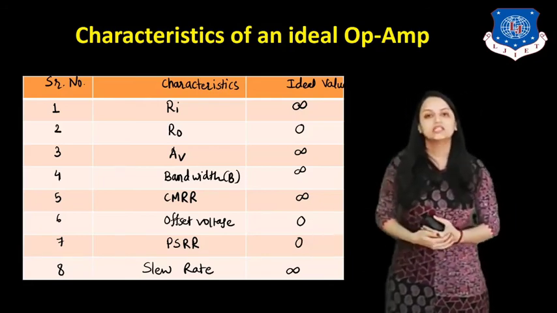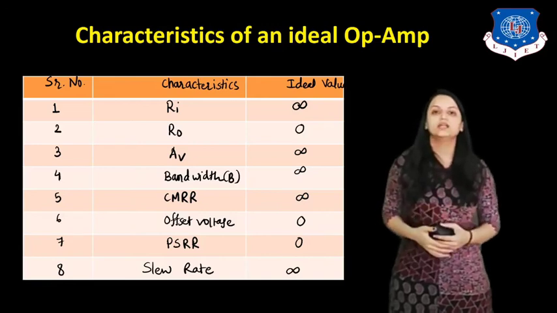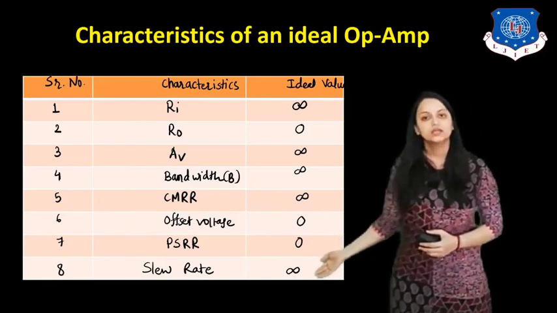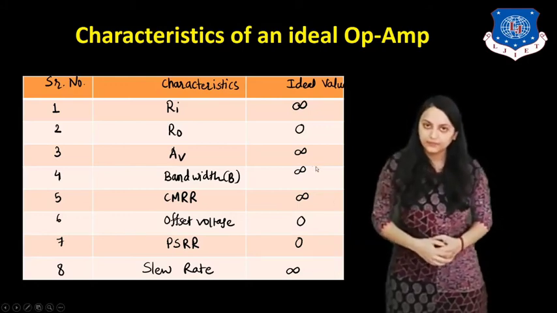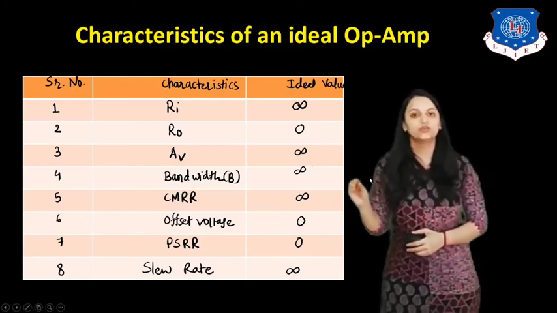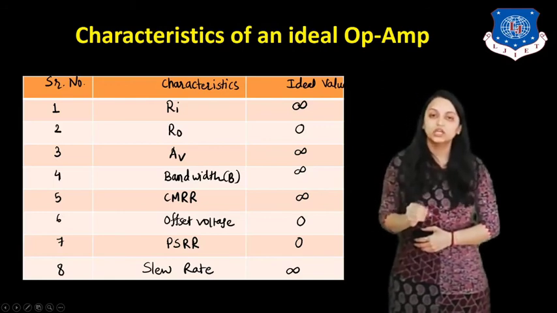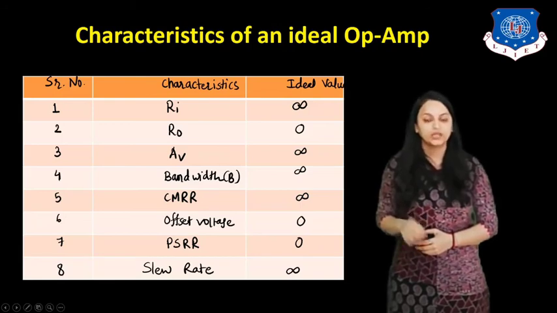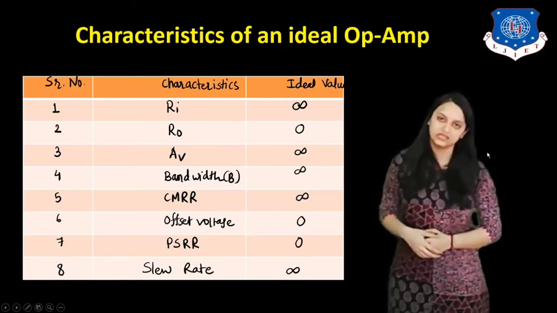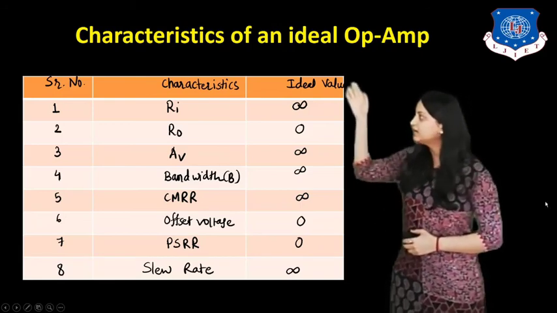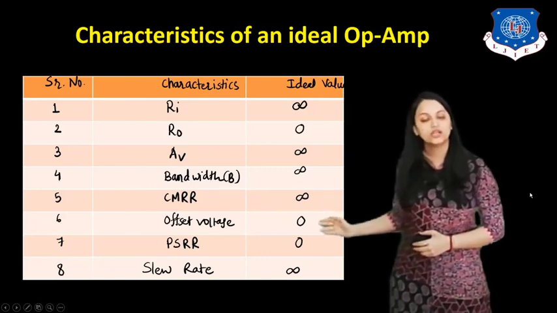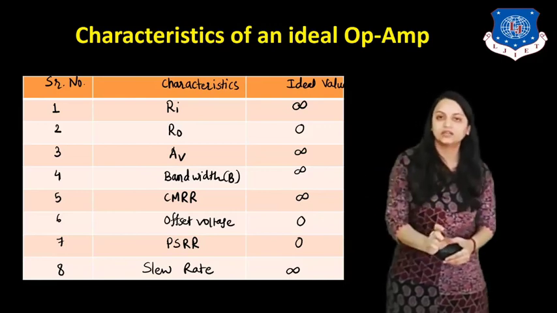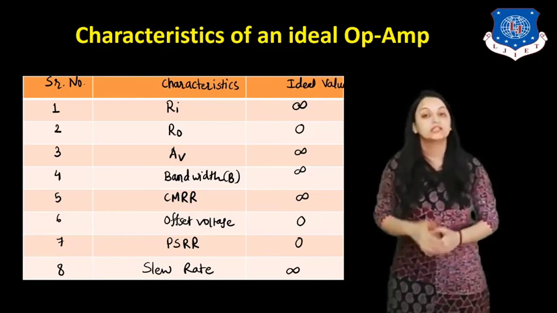PSRR, ideally its value should be zero, and practically it is as low as possible. And the last one is slew rate. Ideal value of slew rate is infinite. That means with respect to time, the change in output voltage should be immediate. That means it should be infinite, and practically it should be as high as possible. So these are the characteristics of ideal op-amp, or as you can say, this table indicates all the ideal values of each and every characteristic related to op-amp. It is very important.